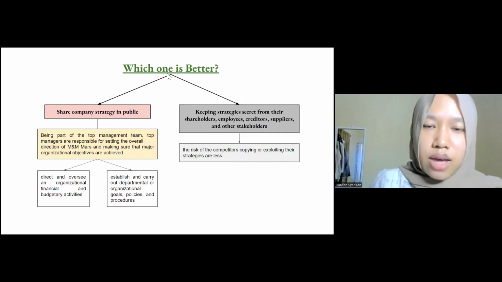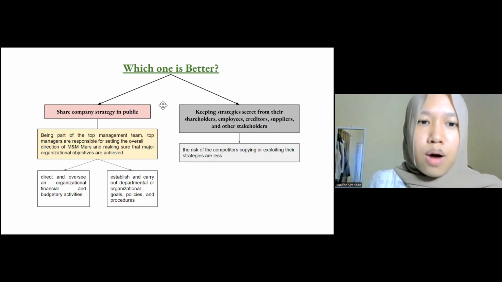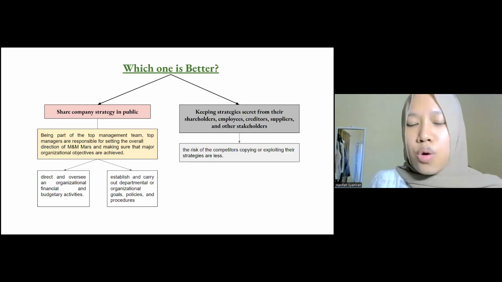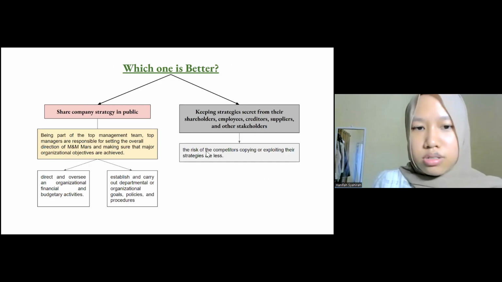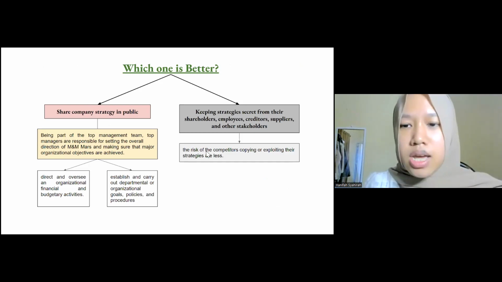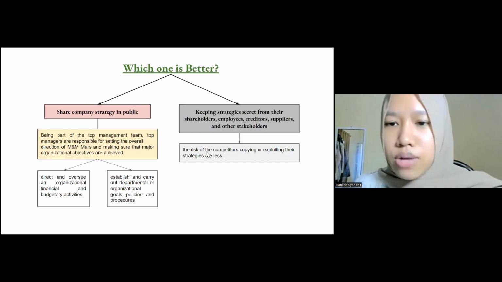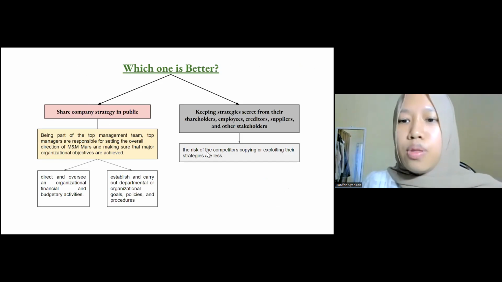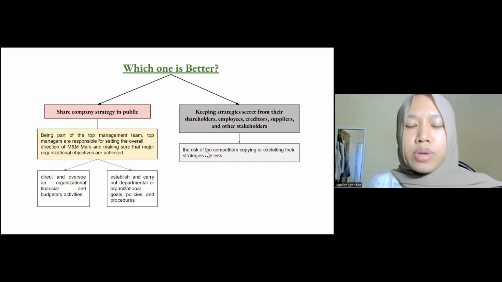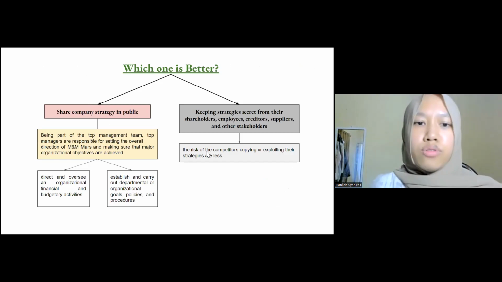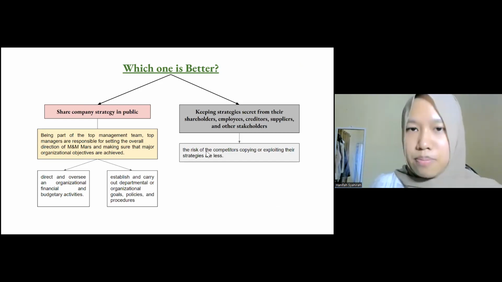Another thing that came from the third step is about the strategy. Which one is better: sharing the company strategy in public, or keeping the strategy secret from stakeholders, employees, creditors, suppliers, and others? This is a debatable thing in strategy. The first one I want to analyze is sharing the company strategy in public.